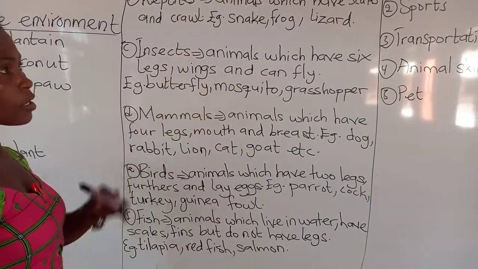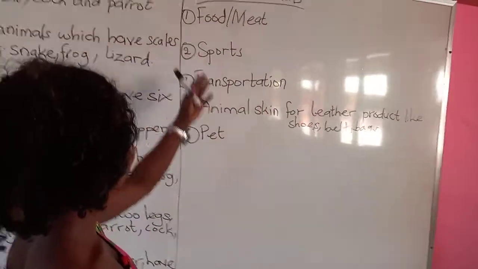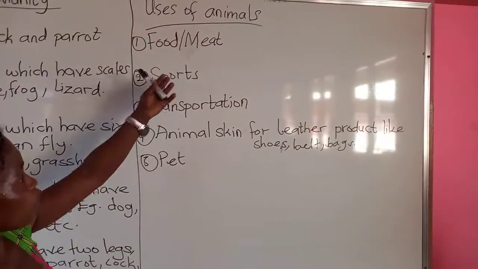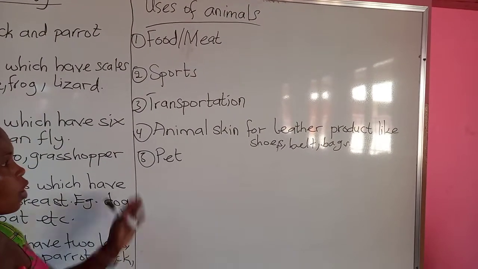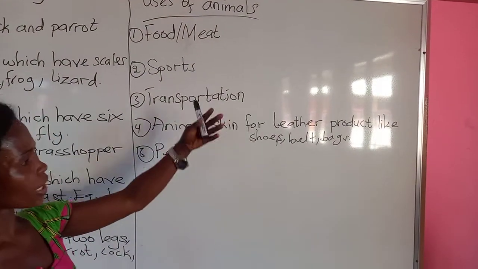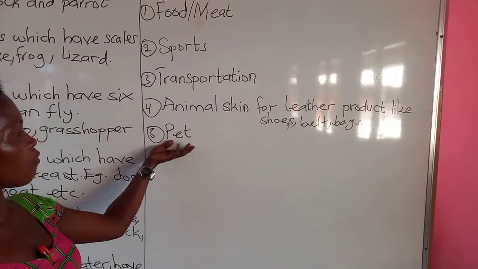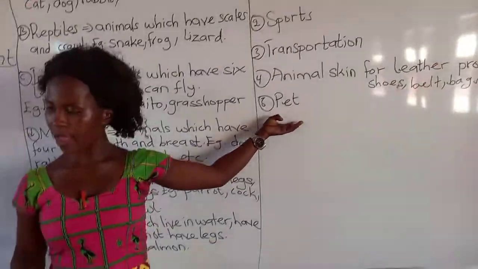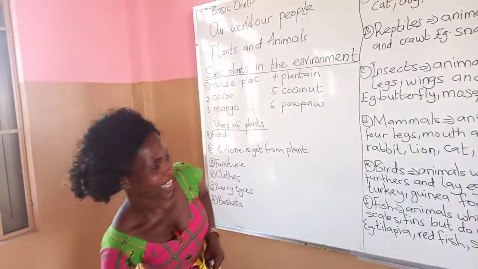All right. Now we also talked about the uses of animals. We have getting food, used for sports, used for transportation. Animals can also be used for leather products like shoes, belts, and bags. And we also have pets. And this is the end of our lesson in OWOP.